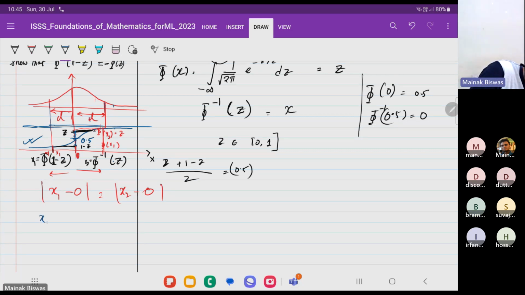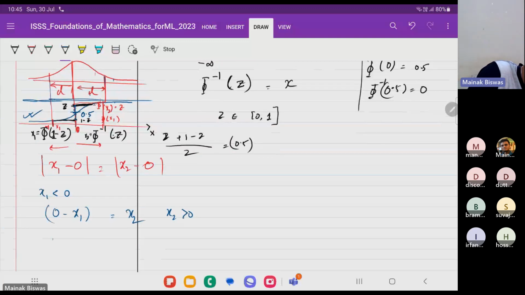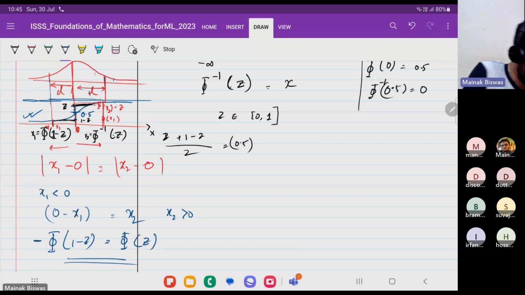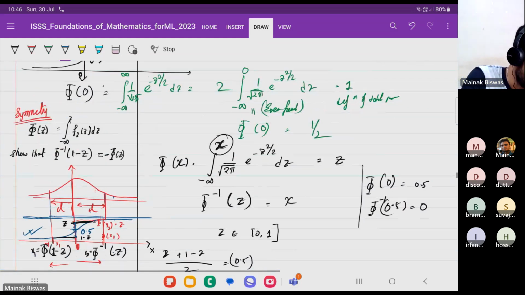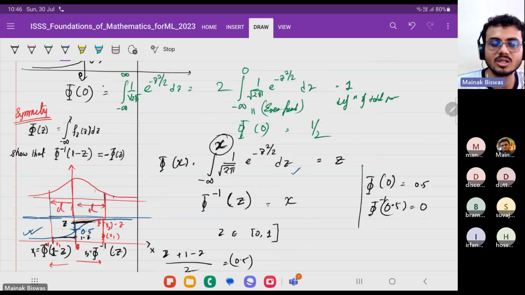So x1 is less than 0, so it will be 0 minus x1 equal to x2, where x2 is greater than 0. So x1, what is it? Phi of 1 minus z is equal to phi of z. You can also do this algebraically. Algebraically will be your homework, because now your brain may not be working to do it immediately. You can do it by writing this definition and then writing out the integrals. I will post it, I have it solved. I just want to do it two ways, and there's not much time left. Do you understand?